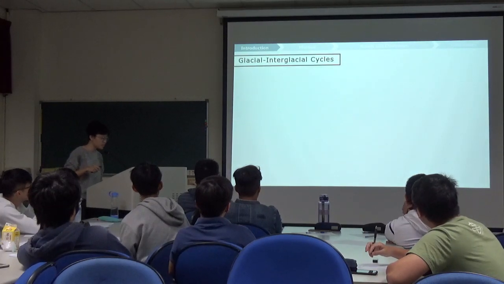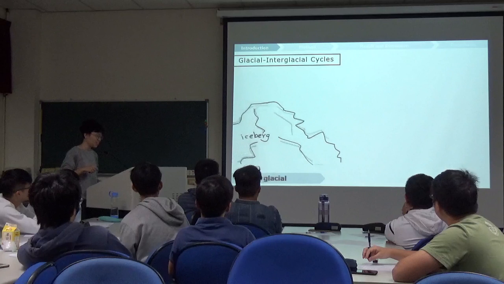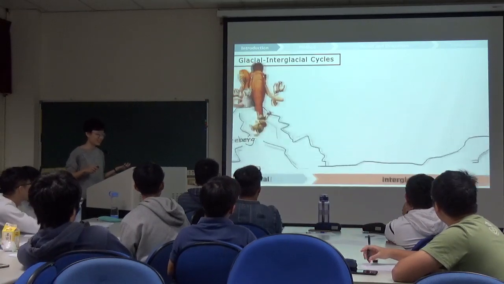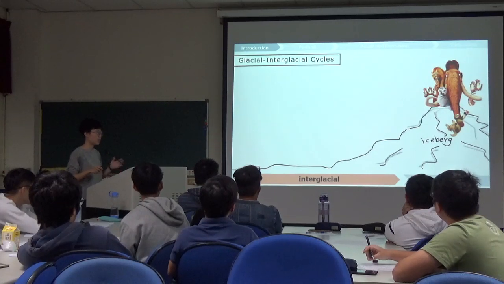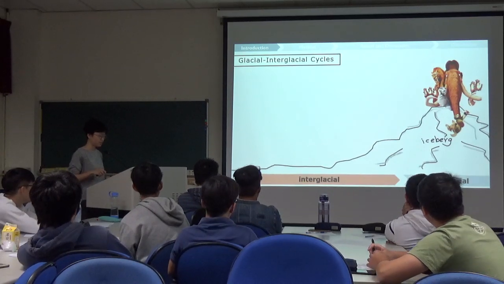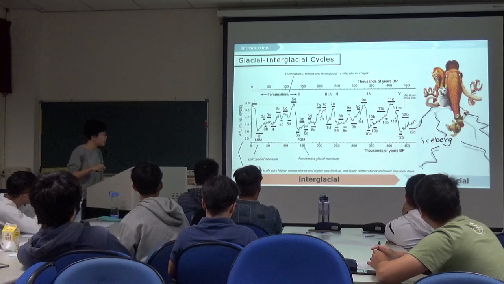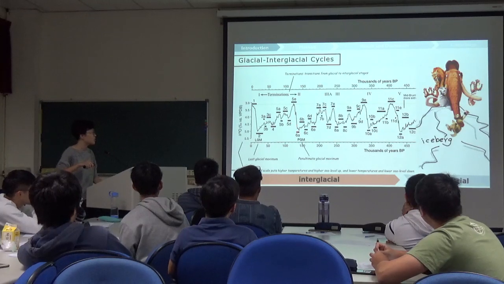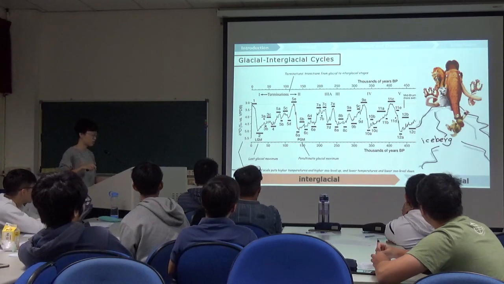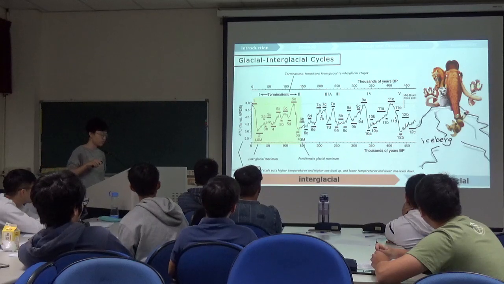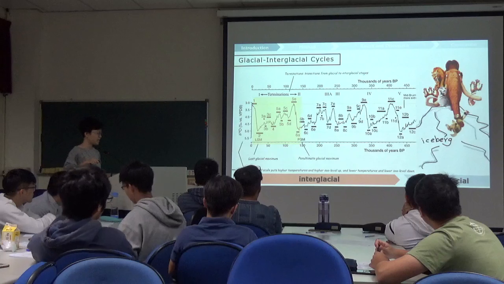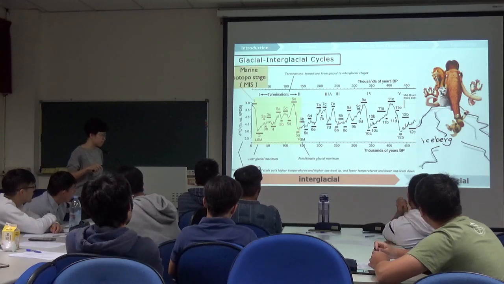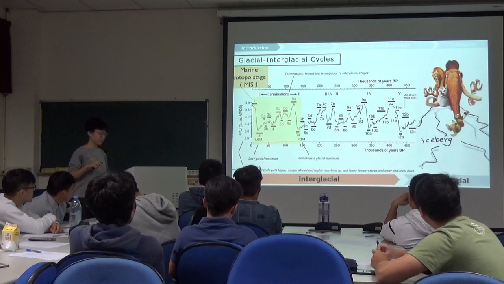Next is the glacial-interglacial cycle. The glacial is the time with large ice sheets, and the interglacial is without large ice sheets. Looking at this figure, we can also see the glacial-interglacial cycle. Our research time scale is from MIS6 to MIS1, and MIS means marine isotope stage.